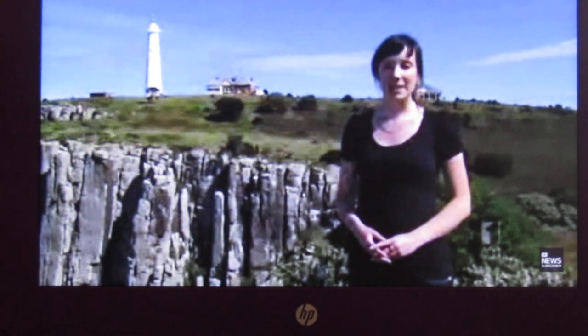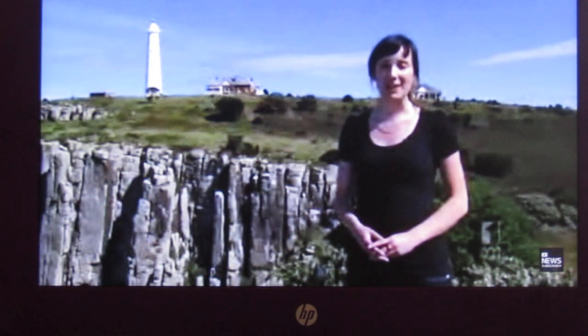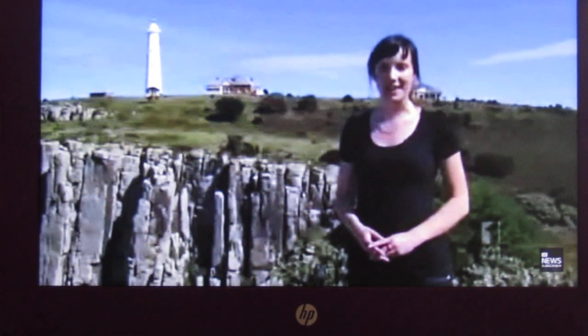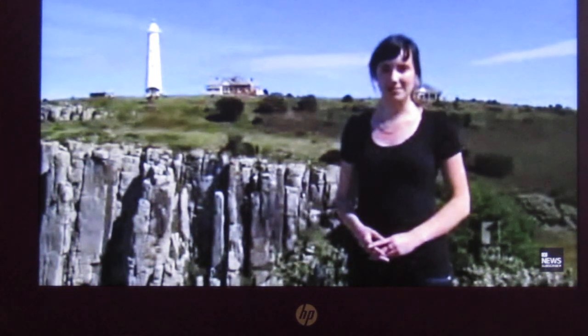Once that happens, the team will return from time to time, but the focus then will be on monitoring the thousands of seabirds that nest on the island. Selena Bryan, ABC News, Tasman Island.